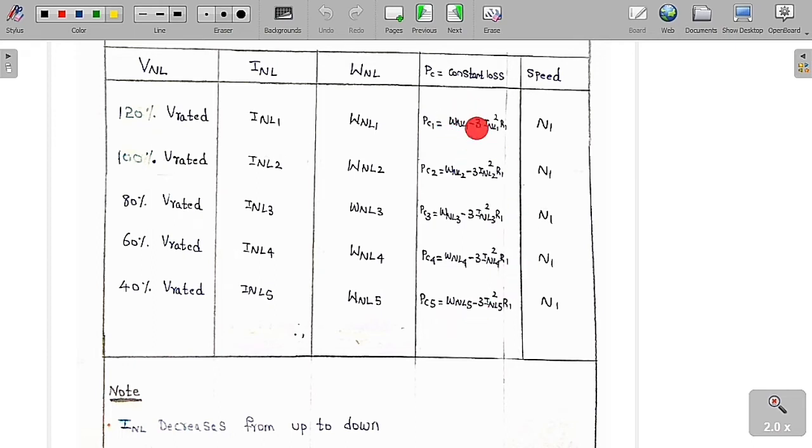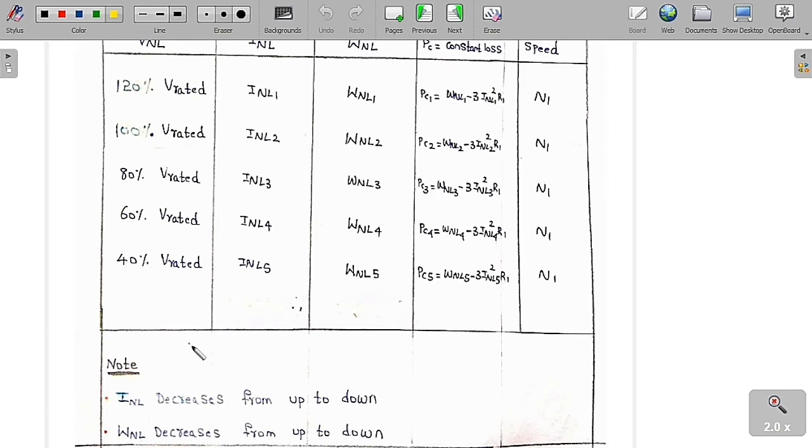Total input power minus stator copper losses gives us the constant losses. So this is what we are going to get. As you can see clearly, INL decreases from up to down, because as the supply voltage decreases, the supply current also decreases. And WNL decreases from up to down, because as the supply voltage decreases, the supply current decreases, so the overall input power also decreases.